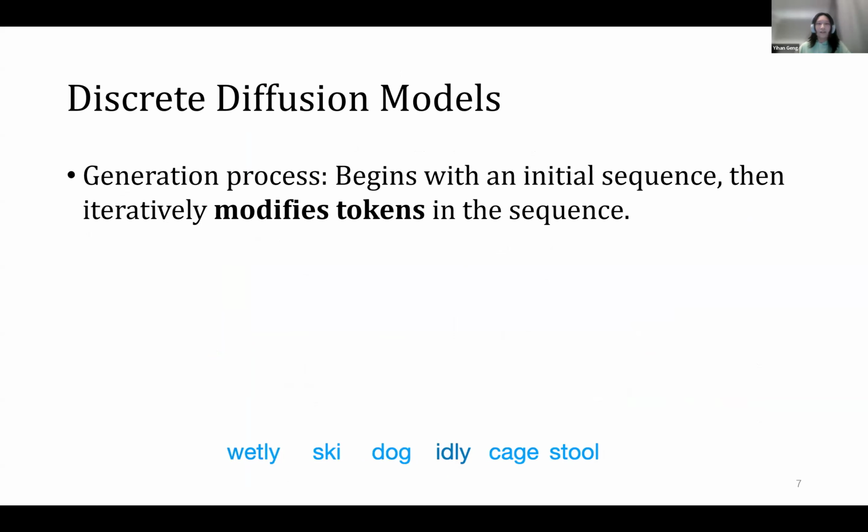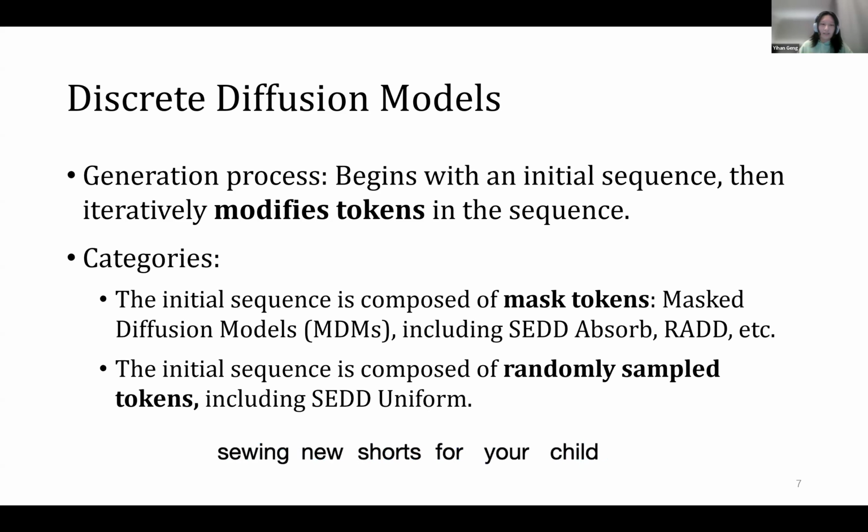Here, I'll briefly introduce the mechanisms of it. The generation process, also known as the reverse process of these models, usually begins with an initial sequence, and then it iteratively modifies tokens in the sequence to form the final sequence, as is shown in the GIF below. Based on the initialization strategy, discrete diffusion models can be divided into two categories. The first category begins with an initial sequence of a special kind of token called mask tokens, and this type of diffusion model is usually referred to as mask diffusion models.